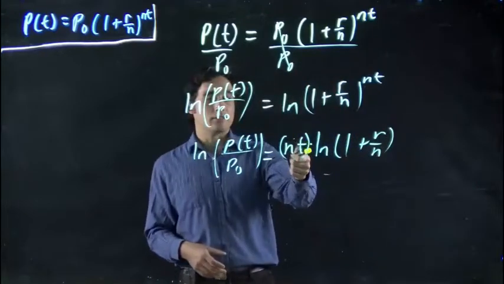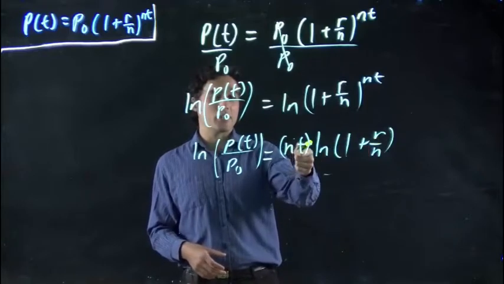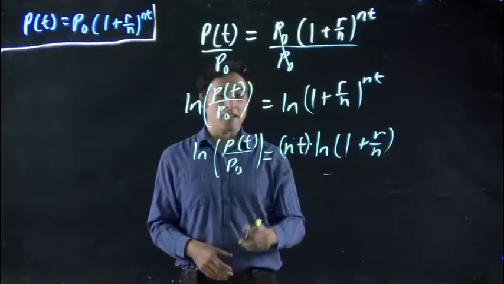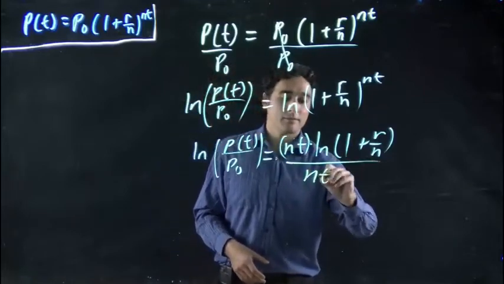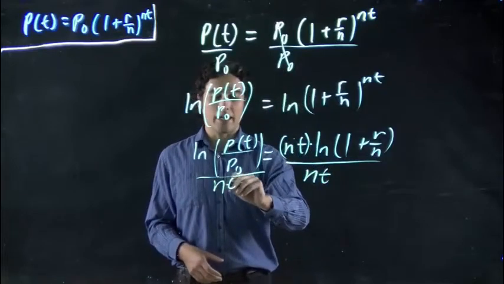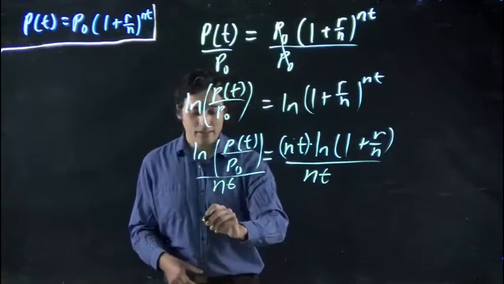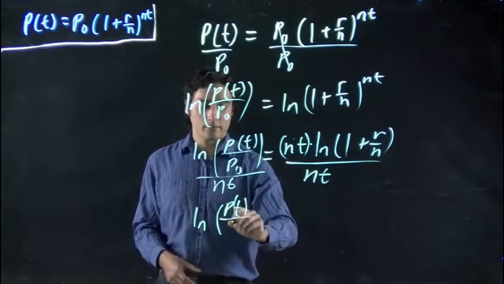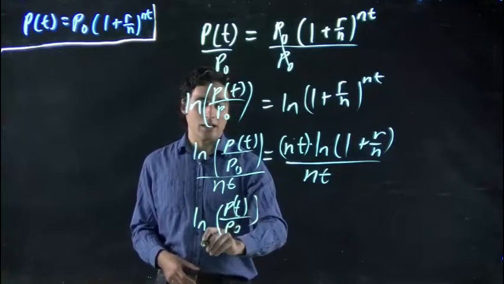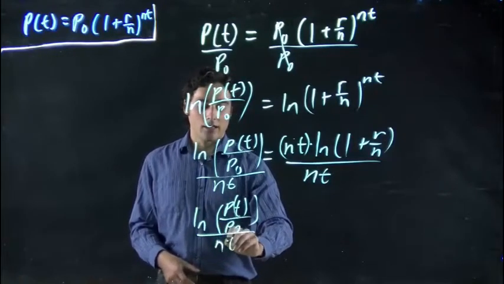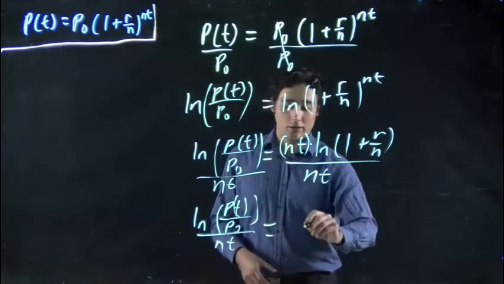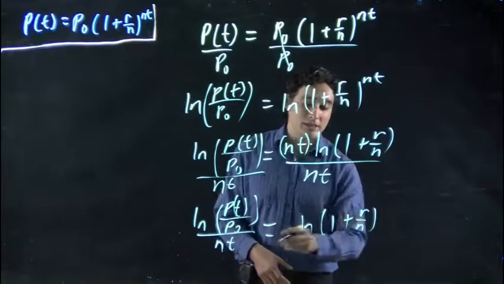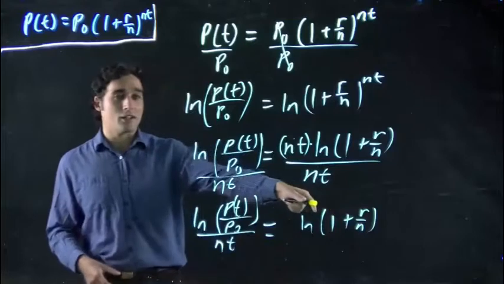Great. Well, if I'm going to want to get R on its own, I've got to get rid of this term in front. If I'm going to somehow get rid of this ln, well, I've got to get rid of the NT first. So divide both sides by NT. Dividing this whole term by NT. As I said, it's getting a little messy. Because now I have ln of P of T over P0, right, this is the amount at some time T, this is the initial amount, all over NT. And that's equal to ln of (1 + R/N). But I still want to get R ultimately on its own.